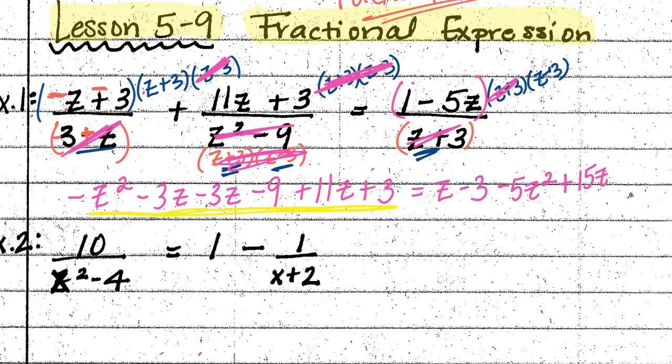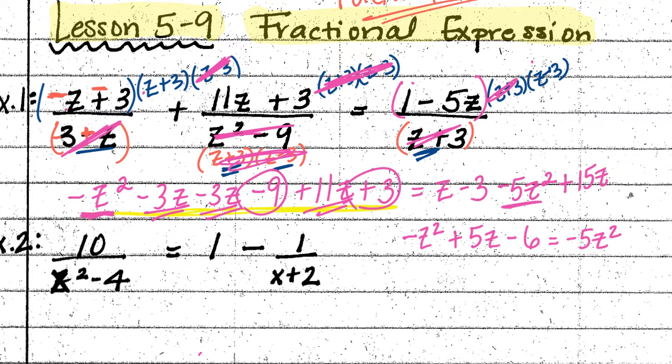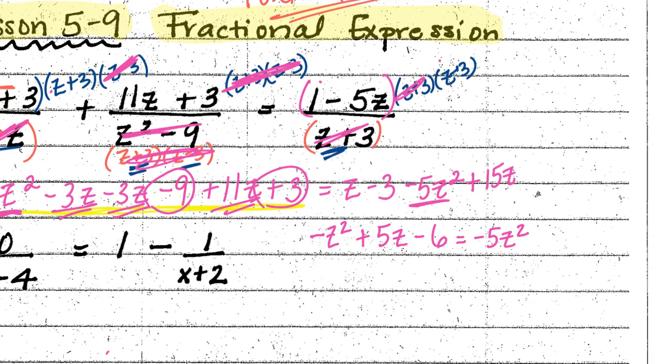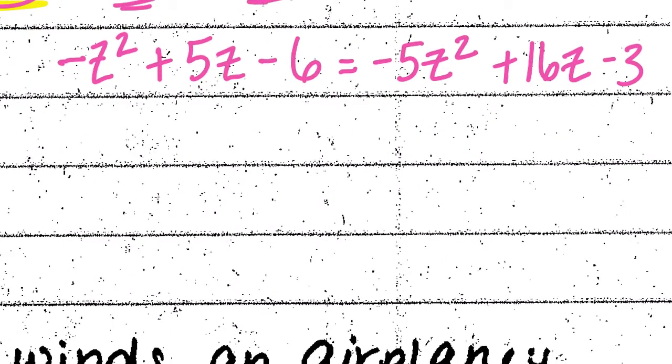There we go. All right, so I have negative z squared, and I think that's the only z squared I have over here. I have negative 3, and 11. Well, 11z minus 6z is 5z, and 3 and negative 9 is negative 6. I have 1 negative 5z squared. It looks like I have a z and a 15z, which is 16z, and a negative 3. So now we're just solving. Yep, we're solving a quadratic.